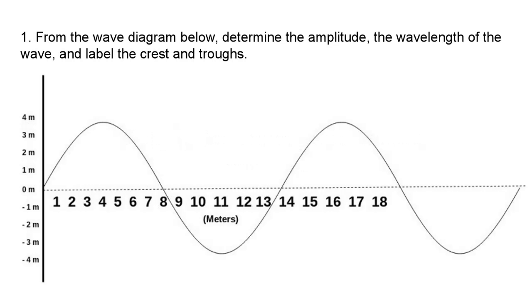Alright, so we're going to dive in and do a couple example problems here from the notes. The first one asks us to say, from the wave diagram, determine the amplitude and the wavelength of the wave and label the crests and troughs. Okay, the first part wants us to determine the amplitude. Well, the amplitude is simply, as we said, the height of the wave. That height looks like it's at about 4 meters.